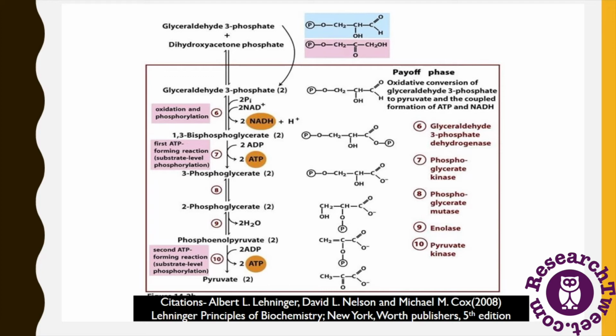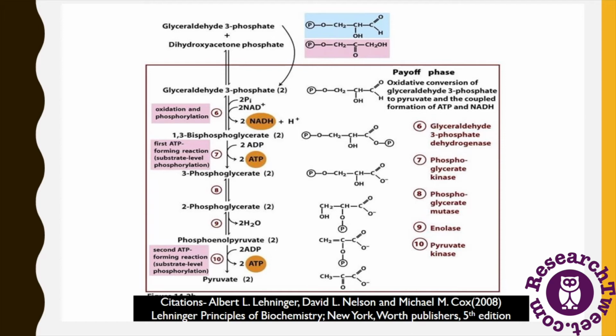This is the reversible reaction, and 2-phosphoglycerate is later converted into molecules of phosphoenol pyruvate or PEP. The reaction is catalyzed by the enzyme enolase. And now the second ATP forming reaction, or the second substrate level phosphorylation, occurs in the 10th step of glycolysis. This step is also irreversible, and in this step the phosphoenol pyruvate is converted into molecules of pyruvic acid with the help of enzyme pyruvate kinase.